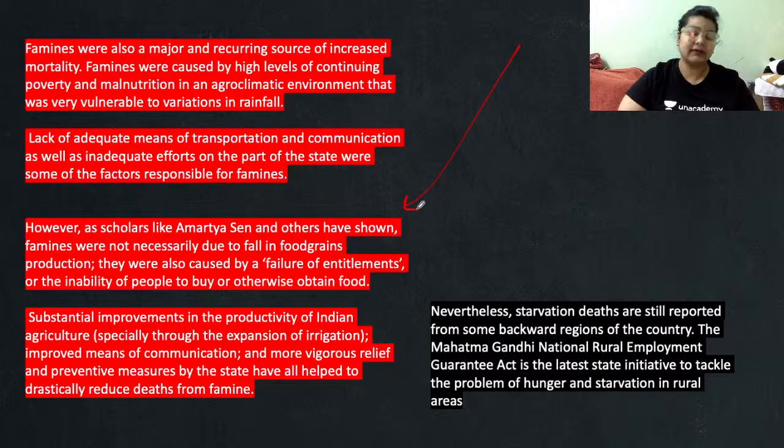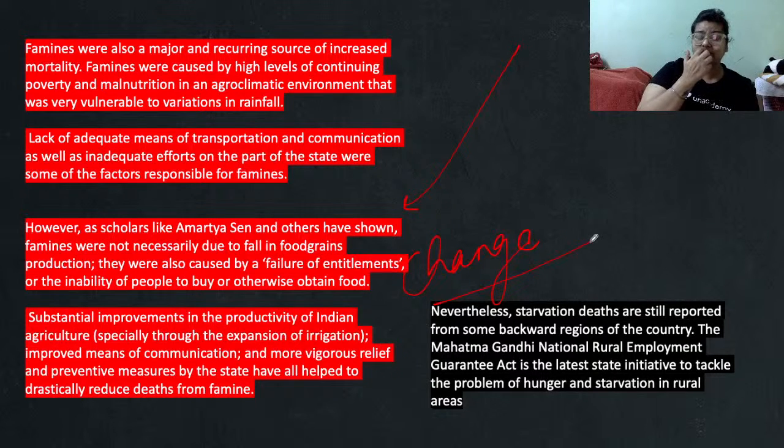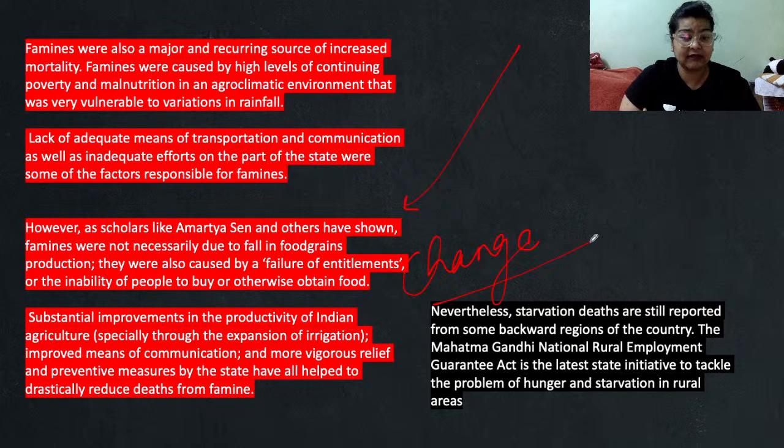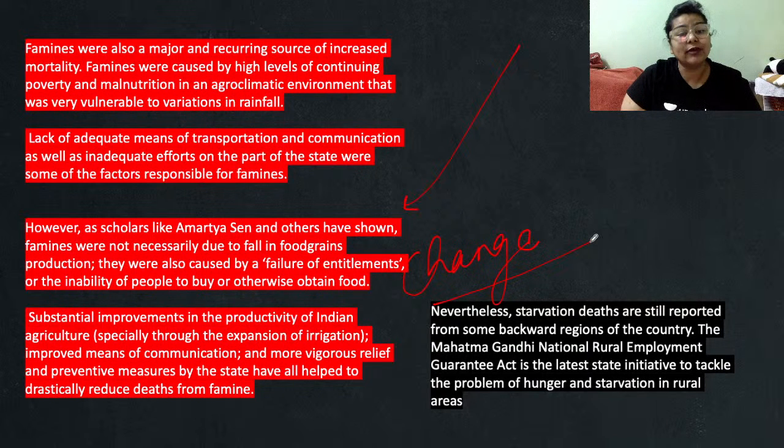Okay. However, there were substantial improvements in the productivity of Indian agriculture, especially through the expansion of irrigation, when everything tried to change. There were improved means of communication and vigorous relief with different preventive measures by the state that helped drastically to reduce deaths from famine. These concepts were very important, so make sure that you don't miss these.